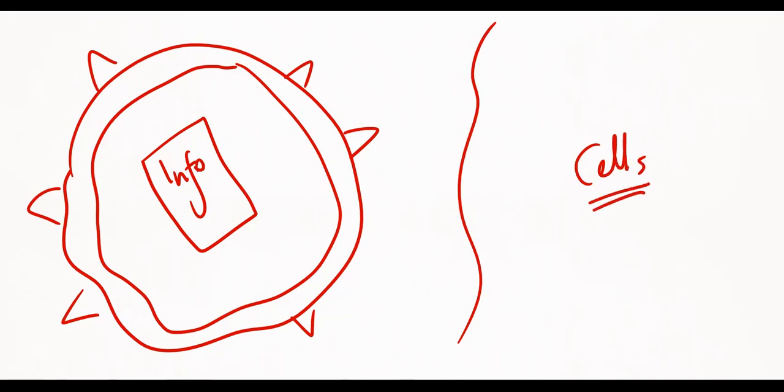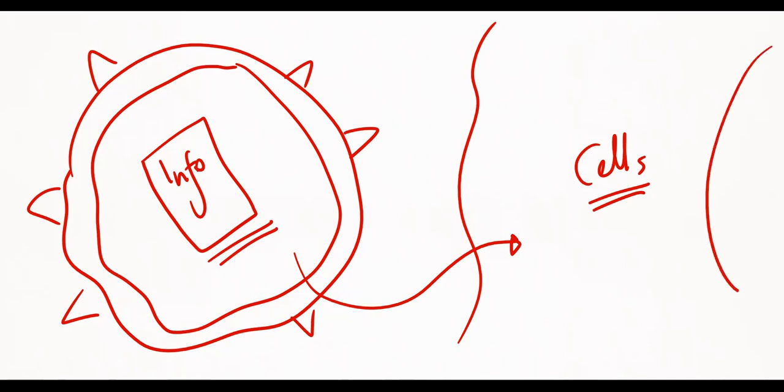So cells are the house. The virus is the box. Now, the virus only contains the information. It doesn't contain any of the materials needed to make a virus. So it needs to go to the cell to make a copy of itself.